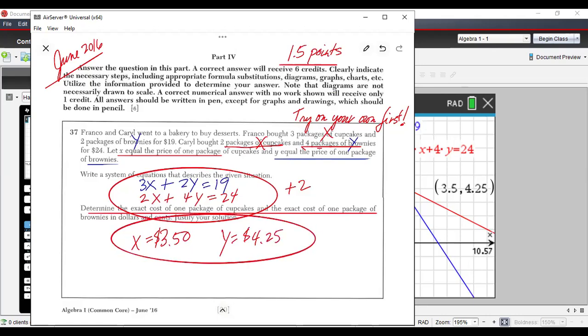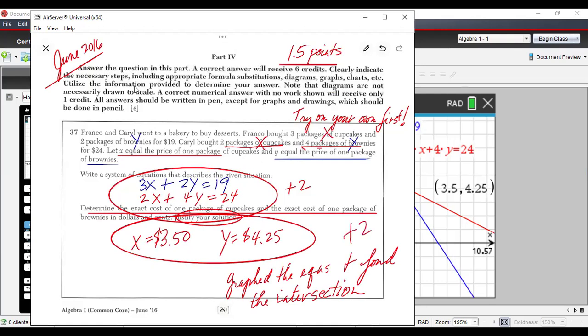Boom, complete. And what's the justification? I graphed the equations, and found the intersection. Because they want us to justify our solution. That's how we're justifying it. We graphed them. We found the intersection. So if I did this, I would have gotten 4 points on this part.